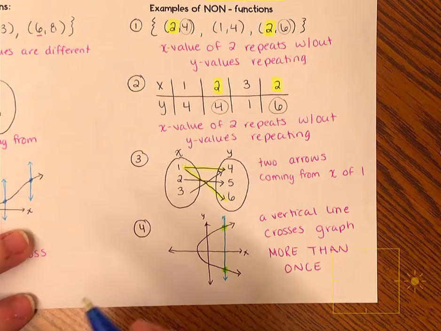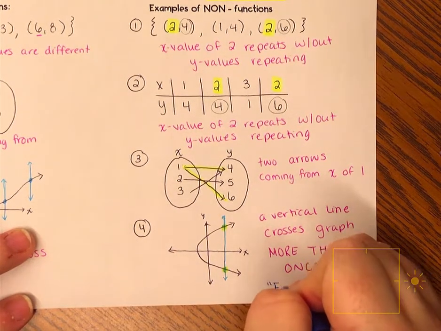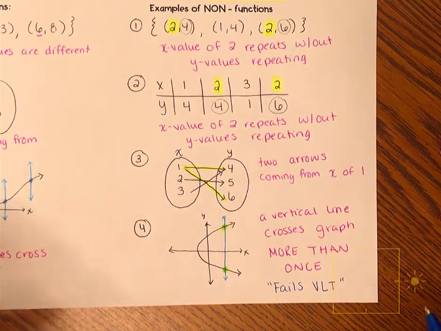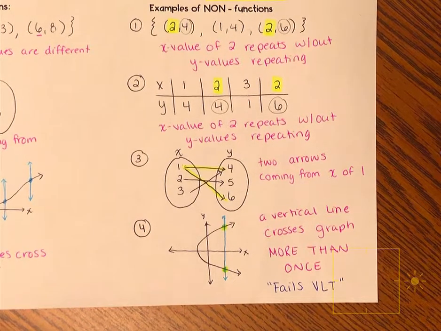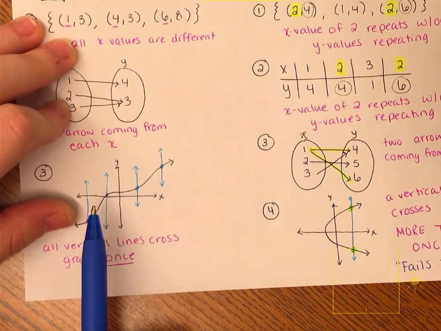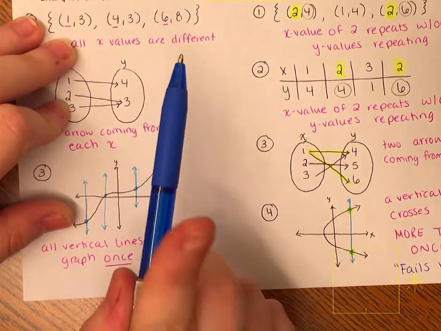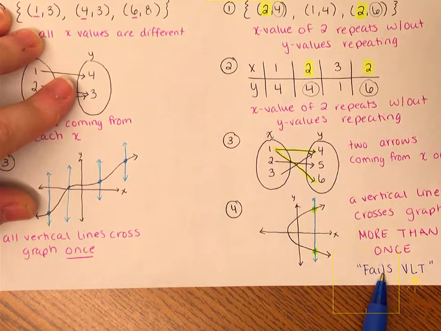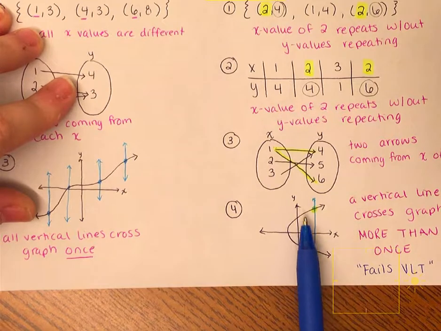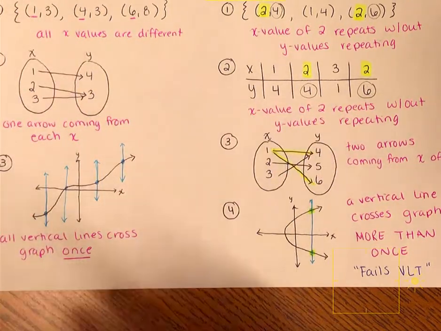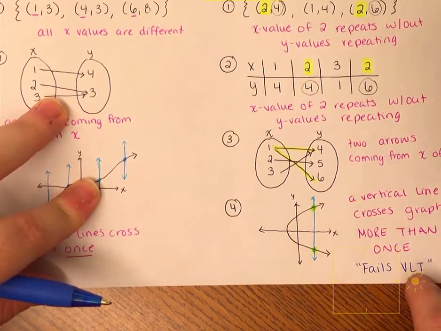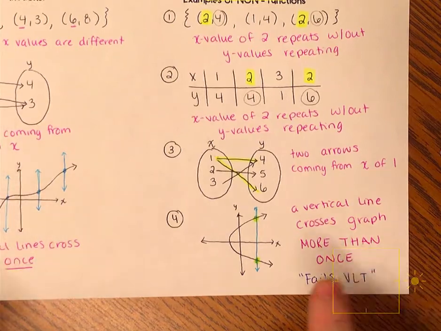So another way of putting this is that this fails the VLT, that vertical line test. In order for it to be a function, it has to pass the vertical line test, like this one. This one passes the vertical line test because every vertical line crosses only once. This one fails the vertical line test because any vertical line that I drew in here could cross it twice. So just this one vertical line that I drew automatically proves it fails. So then it has to fail. This is no longer a function.